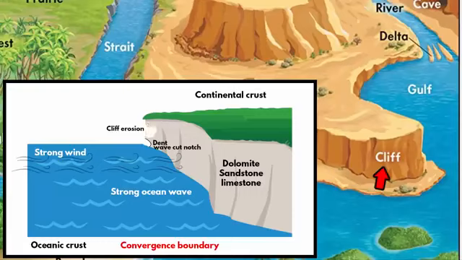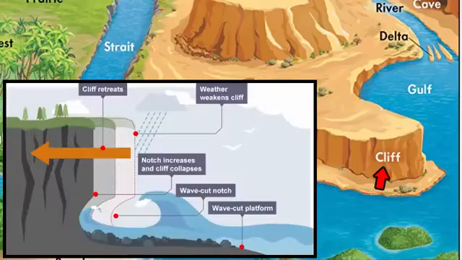As the notch increases in size, the cliff becomes unstable and collapses, and gets washed into the sea. This continuous process will make the cliff collapse and move the entire cliff further and further inland, leaving behind a wave-cut platform. When there is low tide, you will be able to see the wave-cut platform, and during high tide, this area is submerged.